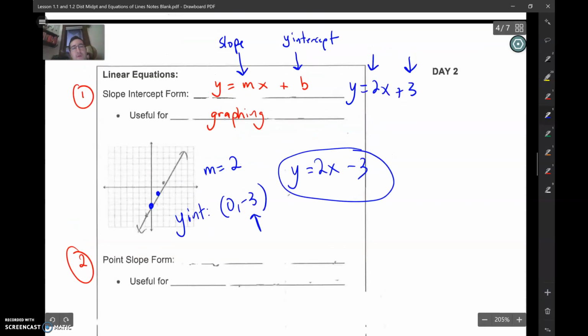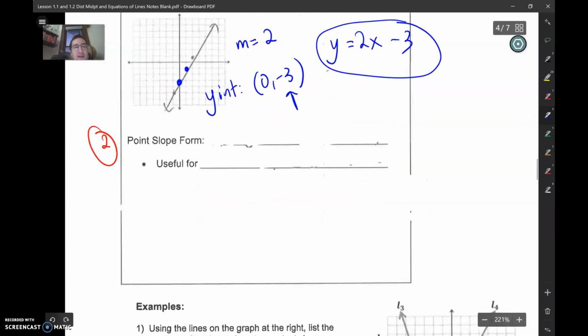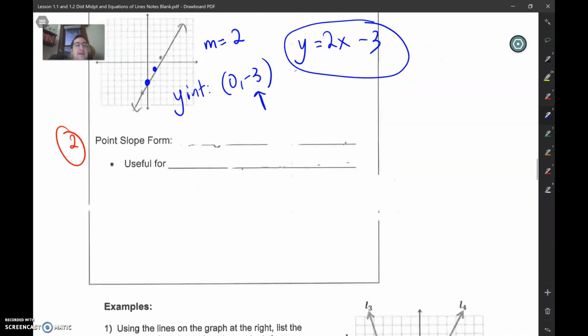So that's slope-intercept form. It's good for graphing. Strongly recommend you use it for graphing. Point slope form, though, is the underrated, unsung hero. It is so useful when it comes to writing equations.